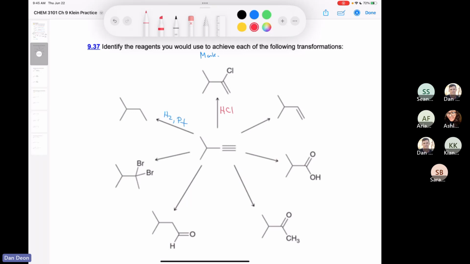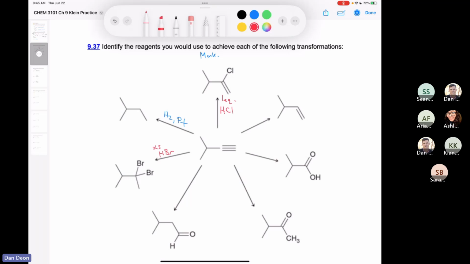If you go to this one here, where you have the geminal dibromide, in that case, you're using HBr, but it's going to be excess HBr, right? So you need more than one equivalent. So we'll put excess HBr, and over here we'll write one equivalent.